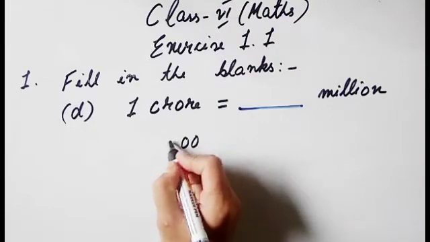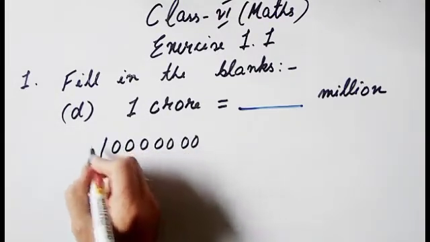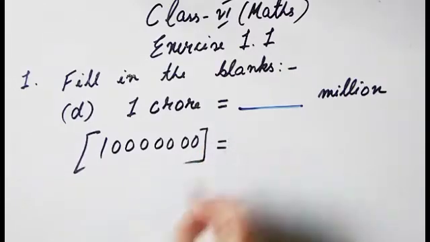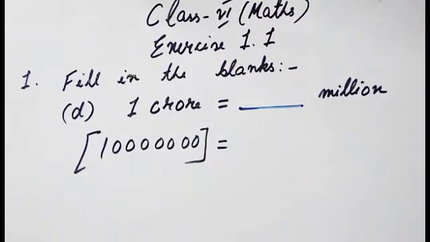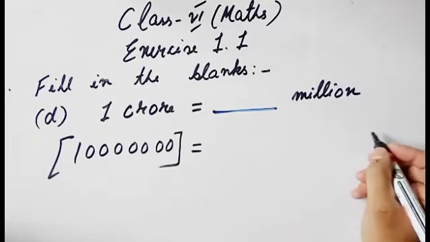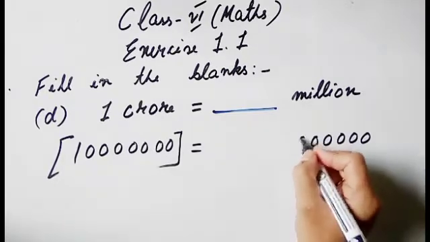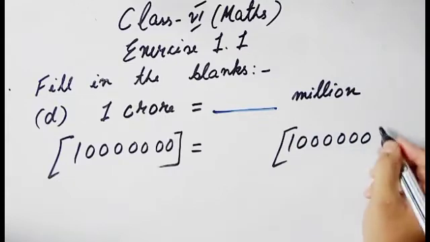So 1, 10, 100, 1,000, 10,000, 1 lakh, 10 lakh, 1 crore. Right? Then on the right hand side, they have given us million. So we have to write the numeral of million. Million means 1 million. Okay? So 1, 10, 100, 1,000, 10,000, 100,000, 1 million.